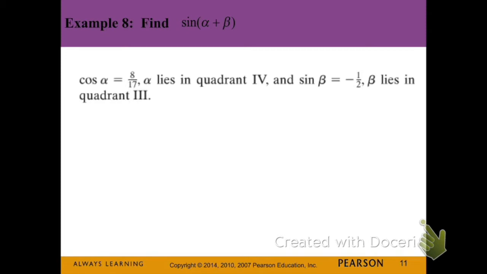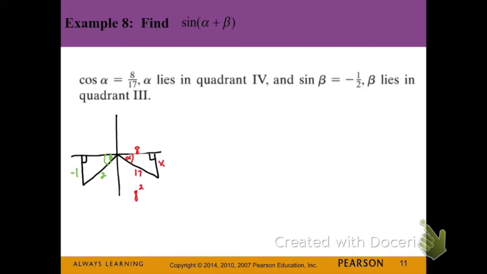So we're going to do that by drawing our two triangles that are described here and finding the two trig functions that we need. Once we have sine of alpha and cosine of beta, we'll be able to find sine of alpha plus beta. So first of all, I'm going to draw my triangle for alpha. I know that cosine of alpha is 8 over 17, so I've labeled my adjacent side and my hypotenuse side. For beta, I know that sine is -1, which is my opposite, and over 2, which is my hypotenuse.